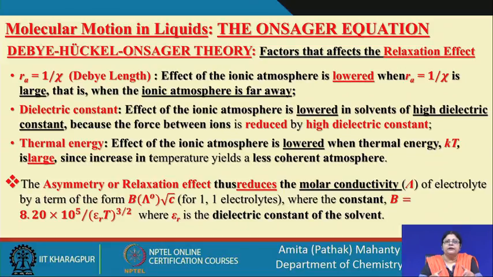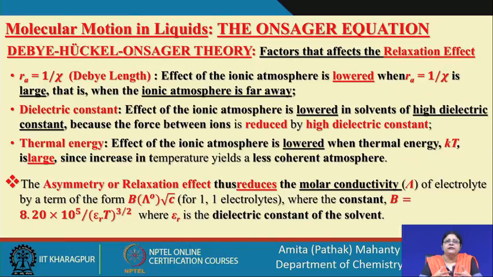What happens when you have thermal energy associated with it? kT means the thermal energy which is associated with a molecule or ion. So, if you have a very high value of kT, then what happens? Then the ionic atmosphere gets disturbed.